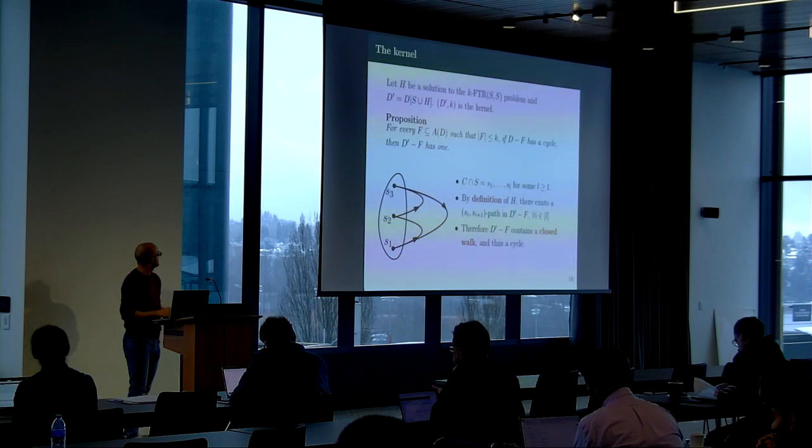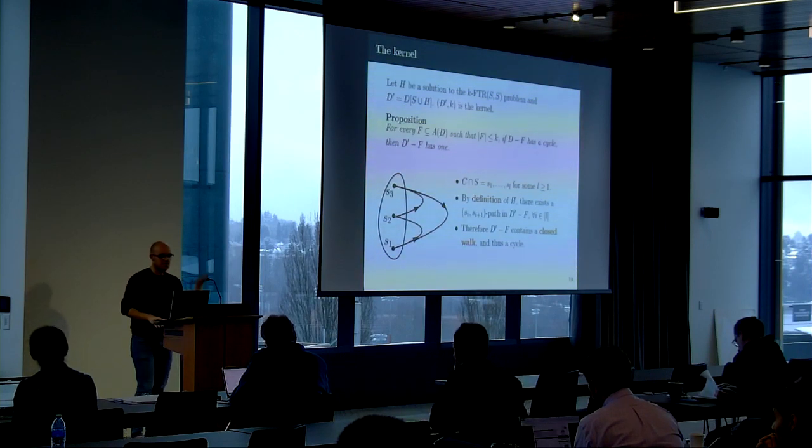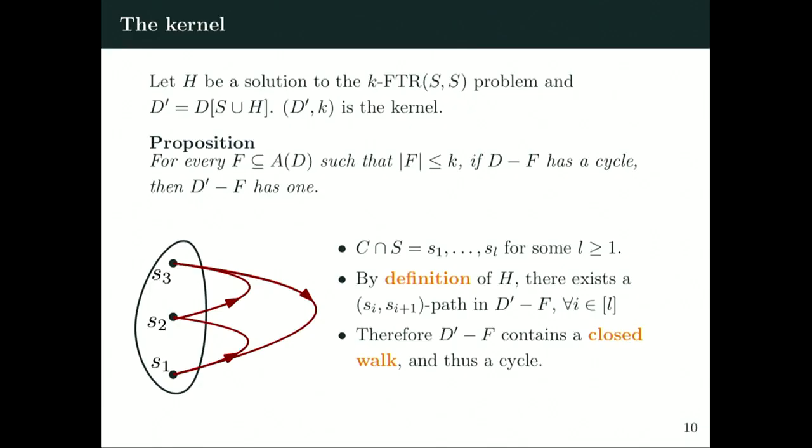Right. So more formally, this will be the kernel. You take H to be the solution of the k fault-tolerant reachability problem between S and S. And then D prime is the digraph induced by D on S union H. So all of these vertices. And what I claim is that (D prime, k) is the kernel. So it's the reduced instance, and the size of it is basically k to the 4 to the alpha squared.